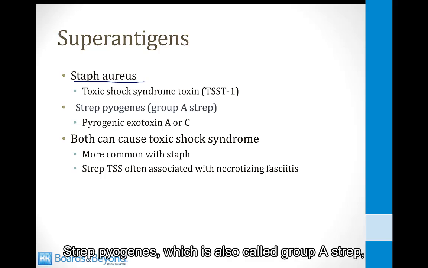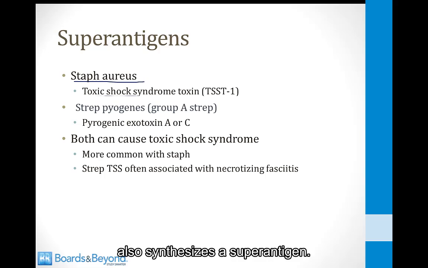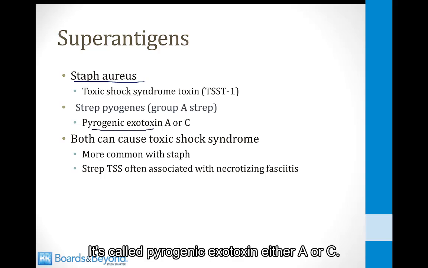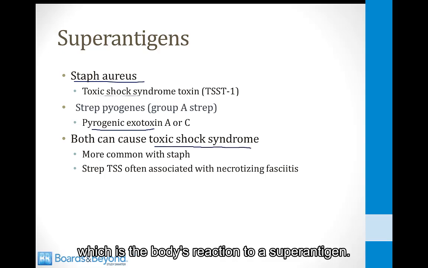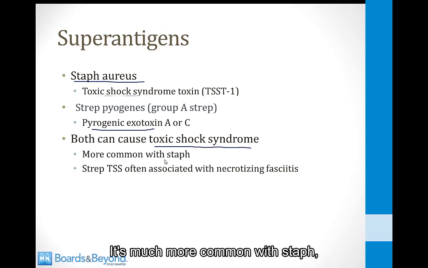Strep pyogenes, which is also called group A strep, also synthesizes a superantigen. It's called pyrogenic exotoxin, either A or C. Both of these bacteria can cause the toxic shock syndrome, which is the body's reaction to a superantigen. It's much more common with staph.